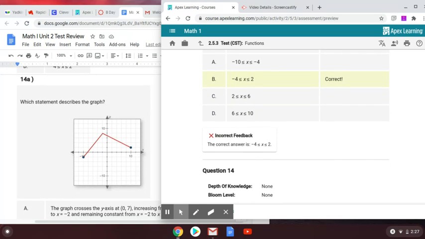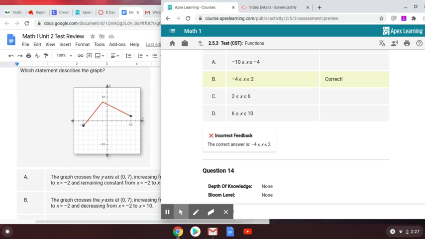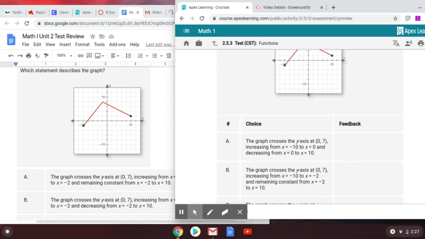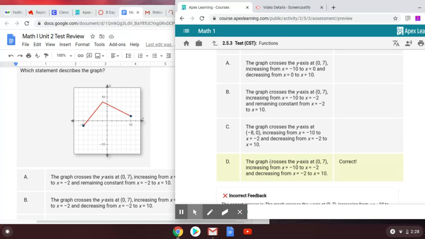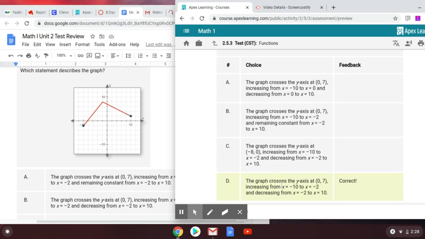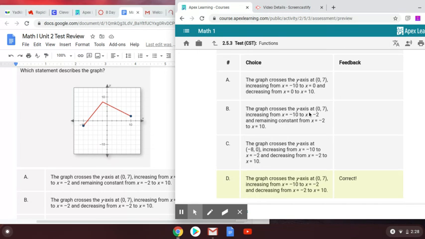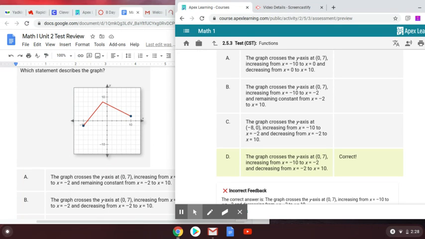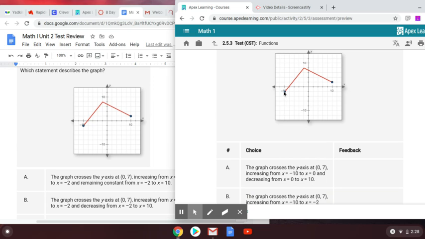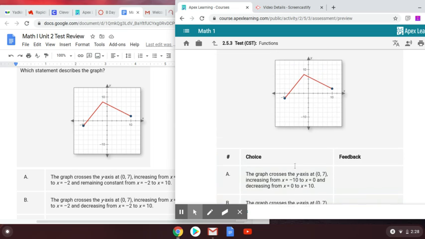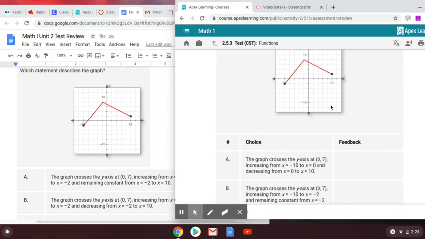Okay, question 14. Which statement describes this graph? Let's see if I can move this over a little bit, as long as you can see the ones on here. So you have to read each of these carefully and pretty much eliminate the ones that don't match what the graph is doing. But this graph crosses the y-axis at 0, 7. So yes, that's true. It's increasing from x is equal to -10 to x is equal to -2. So from -10 to -2, it's increasing, yes. And decreasing from -2 to +10. So that meets all the criteria there.